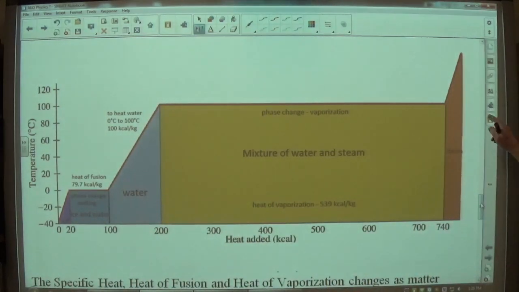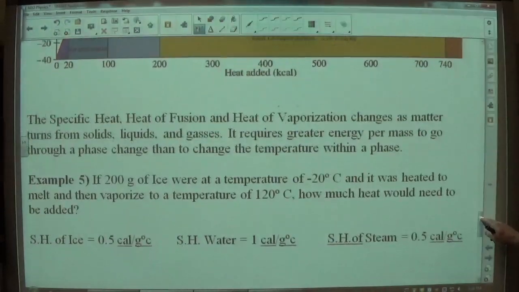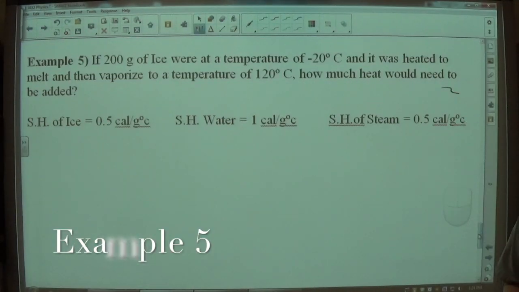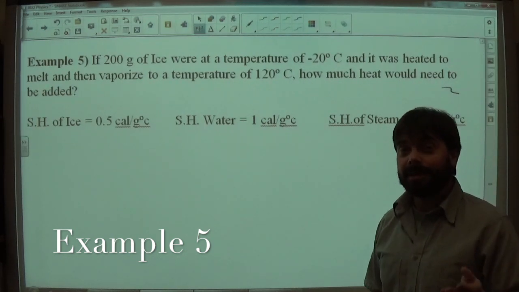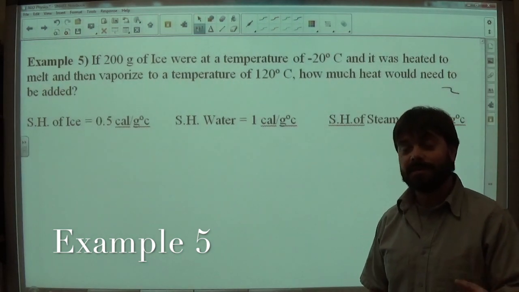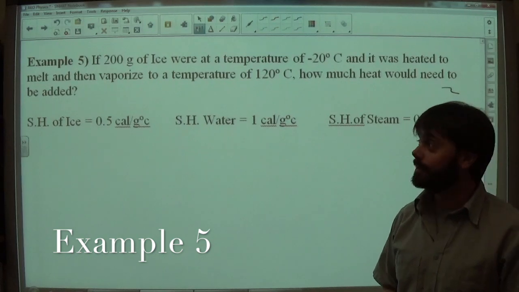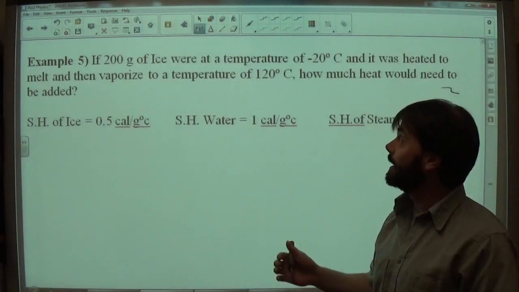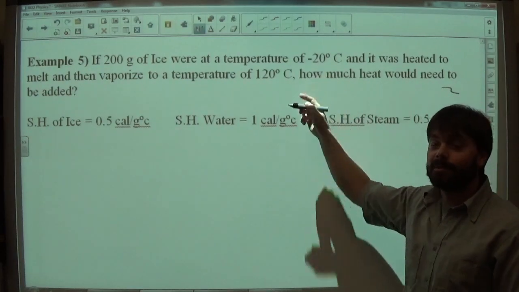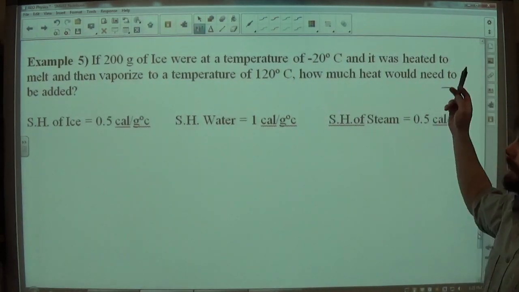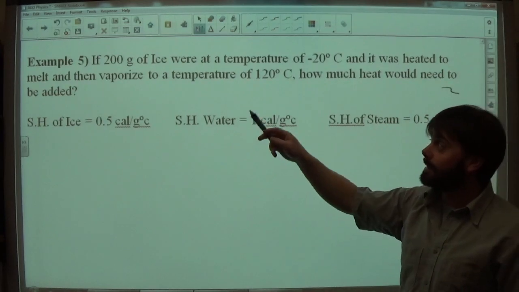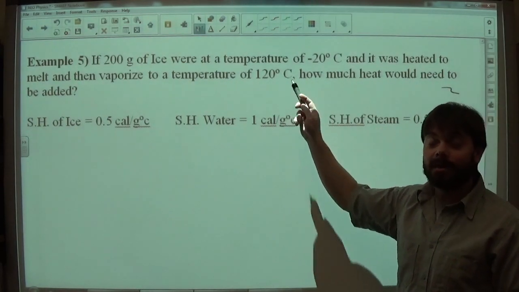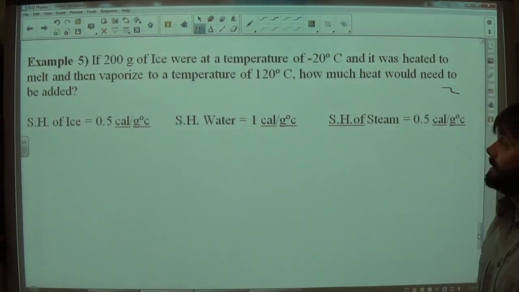So what we're going to do is take a look at example number 5. In example number 5, we're going to go through phase changes and heating up of material. So the example says if you have 200 grams of ice starting out at a temperature of negative 20 degrees Celsius, and we're going to heat it, melt it, heat up the water, and then vaporize the water to a temperature of 120 degrees Celsius, how much heat would need to be added?